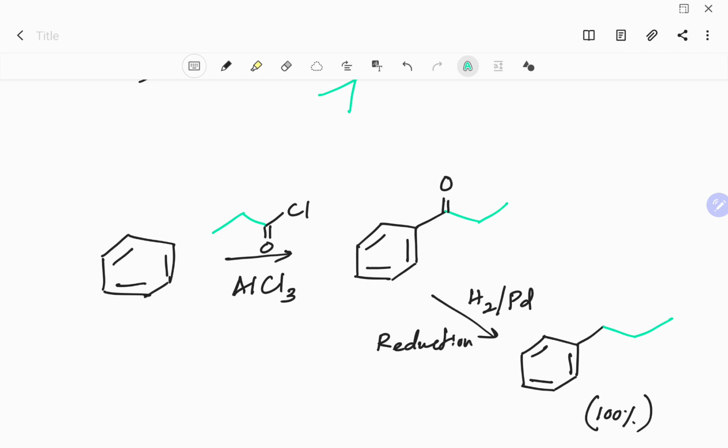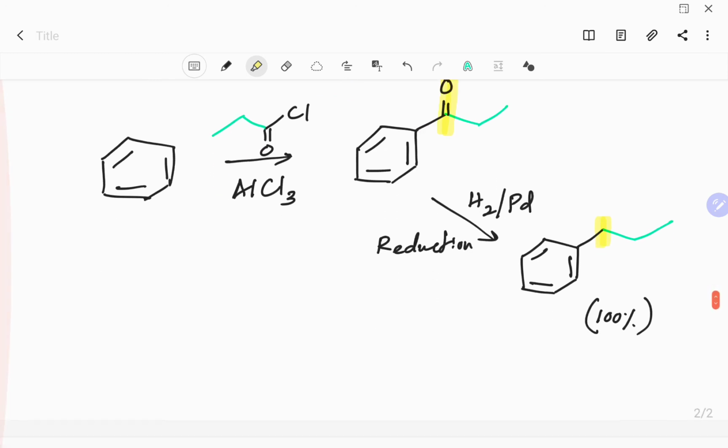But once you obtain this acylated benzene, you will reduce it to achieve the alkylated product. You will reduce the carbonyl group into a CH2 by using a simple catalytic hydrogenation reaction. So in the second step, you can easily reduce the carbonyl group into a CH2, where you will receive your desired alkylated product.